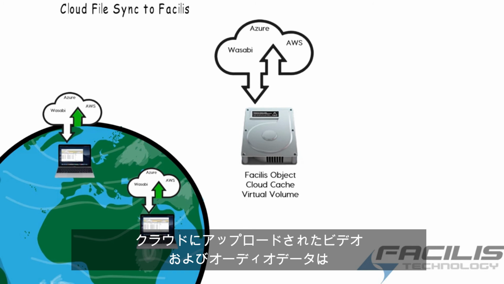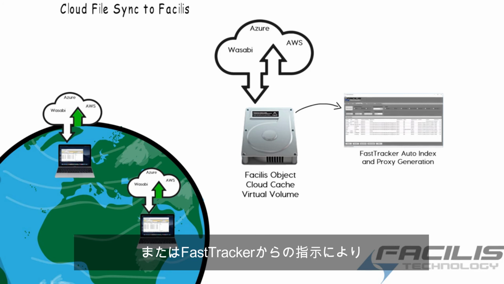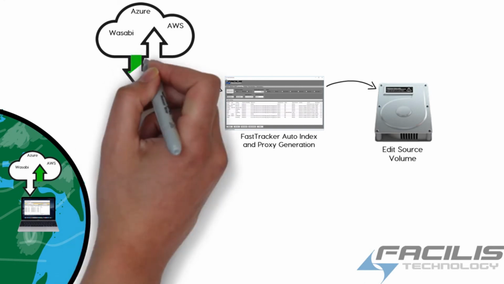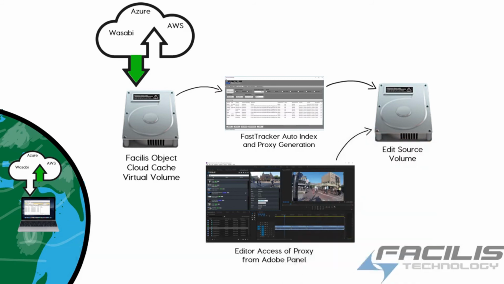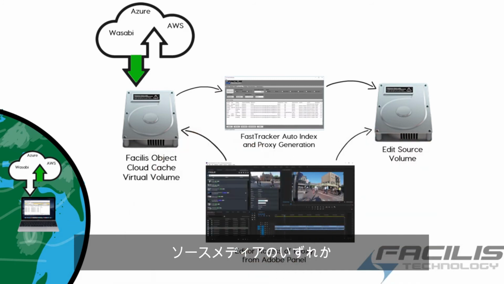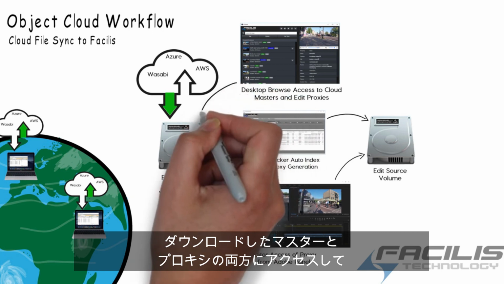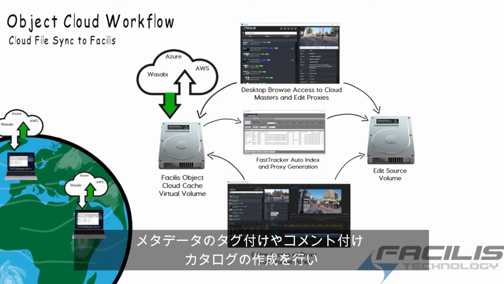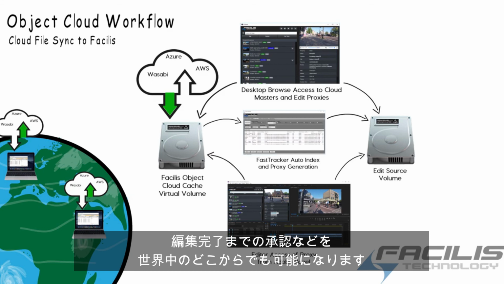The video and audio data can be restored to the cache volume through an automated prefetch or through the process of auto-indexing and proxy generation within FastTracker. The Adobe editors can utilize either the proxy files generated from FastTracker or the original source media that's still held in cache on the Object Cloud volume. Users of the Desktop Browse application have access to both the downloaded masters and the proxies for use in creating catalogs, commenting, tagging with metadata, and approving finished edits from the field.